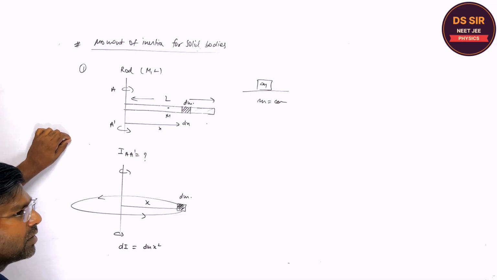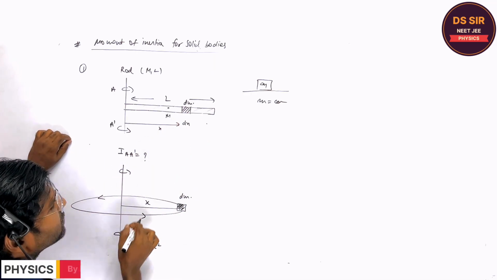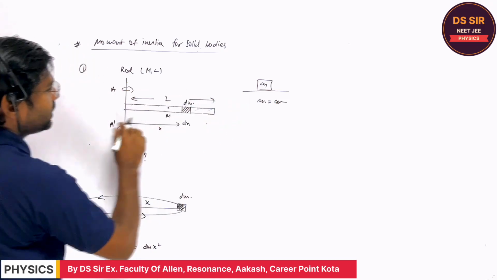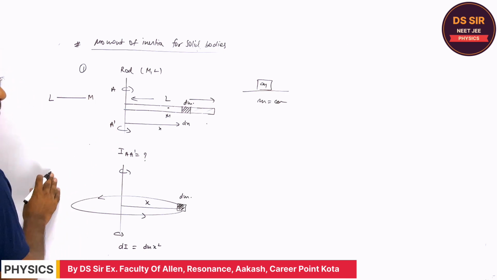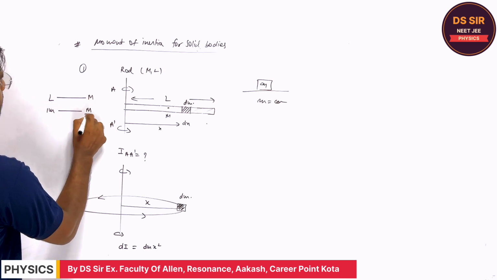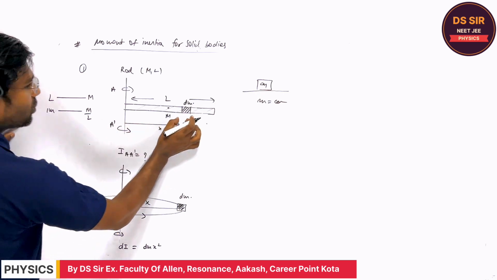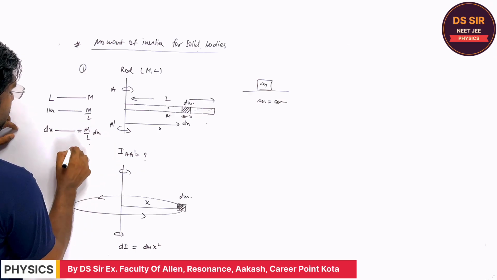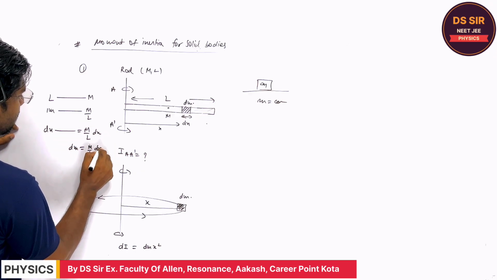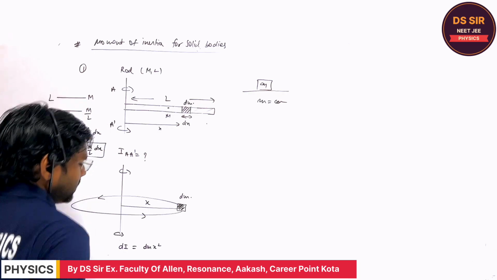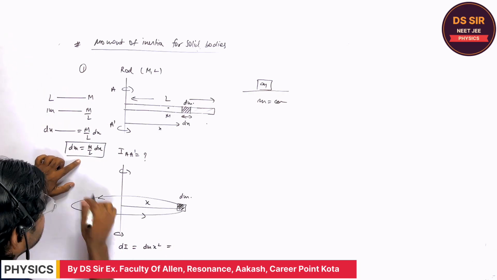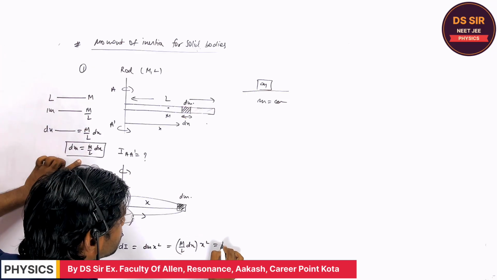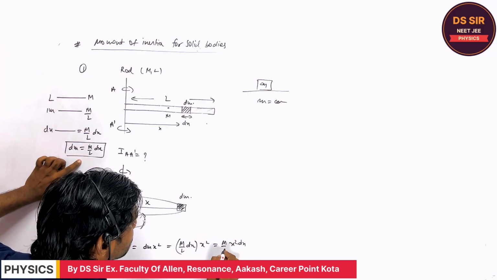Are you getting or not? What is the dm? Dm is the mass of this part. So how to write the dm? Using the unitary method, right? If you consider the length L, for the length L, what is the mass? Say m. For 1 meter, what is the mass? Say m by L, right? For dx meter, what is the mass? Say m by L into dx. So dm is equal to m by L into dx. Is it clear or not? So the elemental moment of inertia is m by L into dx into x square, so this is m by L into x square into dx, right?